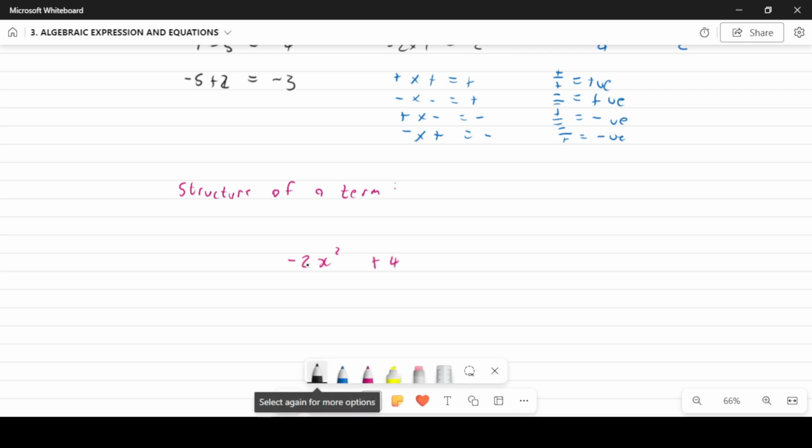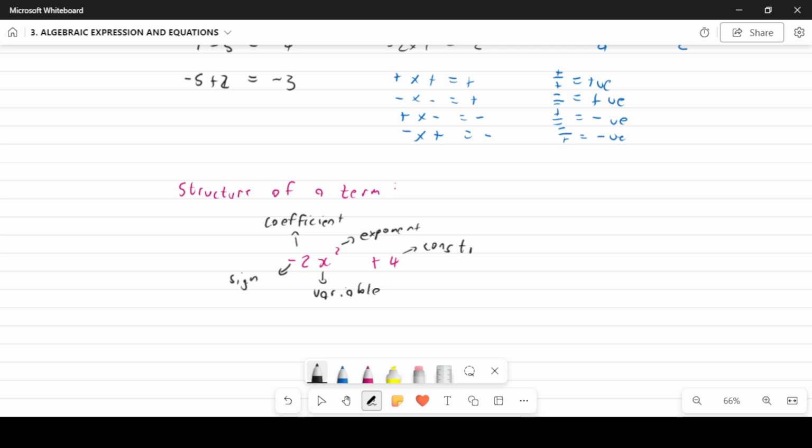The number that is in front of the variable, this is the variable. Right? This is what we call the variable. The number that is in front, so this minus 2 is the coefficient. So this is the coefficient, right? Both the minus sign and the number 2. This minus on its own is what we call the sign. The 2 is what we call the exponent, right? The 4 is what we call the constant.